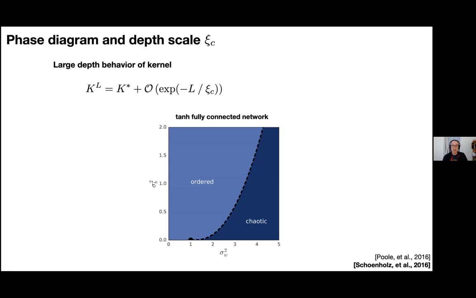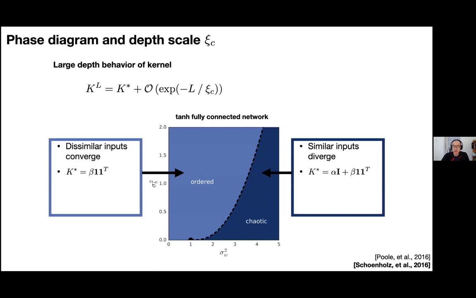So here we illustrate this for deep, fully connected networks with tanh nonlinearities. And we see that we end up with two regimes with qualitatively different behavior. So we end up with a phase diagram describing the behavior of the neural network at initialization. When sigma squared b is large, the shared bias vector causes initially dissimilar inputs to converge, and the fixed point corresponds to the activation vectors at deeper and deeper layers of the network becoming identical for all inputs, which means that the entries in the Gram matrix, K star, also become constant.